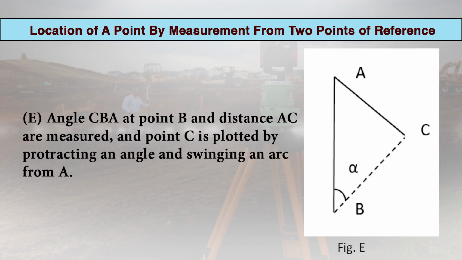In the fifth method, angle CBA at point B and distance AC are measured. So, point C can be plotted by projecting an angle at B and swinging an arc at A. We can see this particular method in this figure.